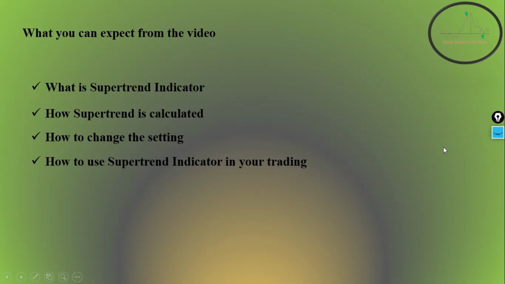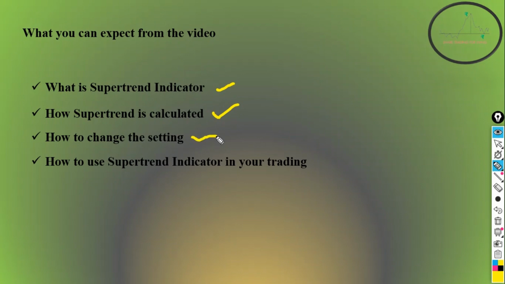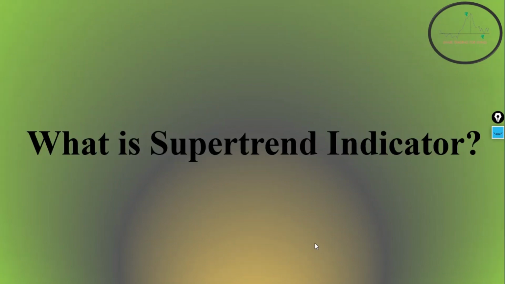So in this video, what all will we be covering? We will be covering what is the Supertrend Indicator, how Supertrend is calculated, how we can change the setting of Supertrend on a chart, and how to use the Supertrend Indicator for our daily trading. So we will be covering all these 4 points in the video. So let's move forward. So what is the Supertrend Indicator?